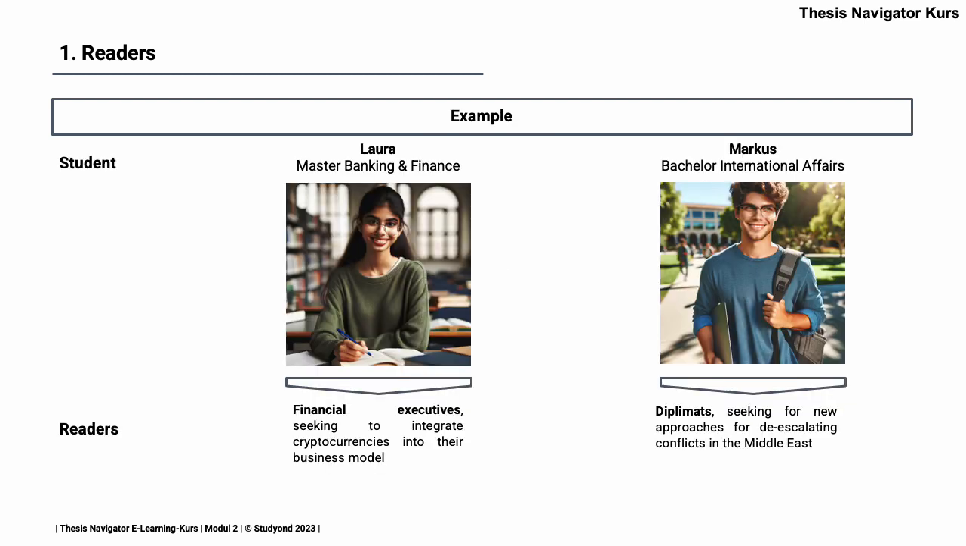To illustrate this, let's look at two concrete examples from former students. Laura, who pursued a master's in banking and finance, identified finance managers interested in integrating cryptocurrencies into their business models as her audience. This decision was based on her strong interest in the crypto industry and her desire to work in this field after graduation. Marcus, on the other hand, identified diplomats seeking new approaches to de-escalate conflicts in the Middle East, and he made this choice due to his keen interest in the Middle East and diplomacy in general.